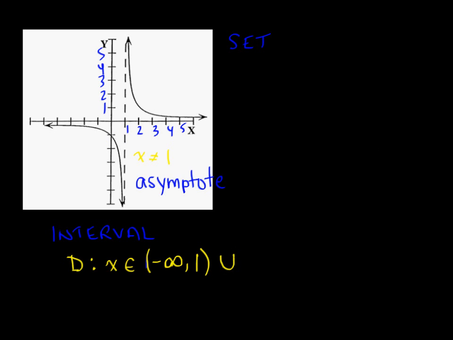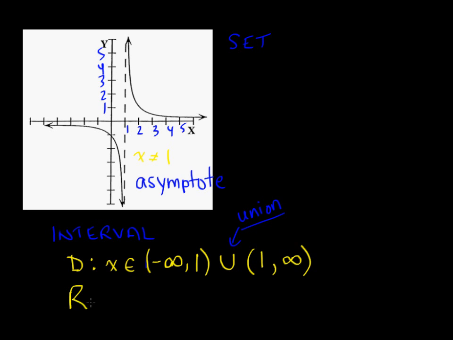Now I'm going to write this symbol. This U represents union. And this is what you're going to use when you want to join two pieces of a graph together for the domain or range. So here we've got two pieces on the graph that are separate. We're going to link it using a union symbol in the domain and range. So after that, we're going to start again after 1, not including 1. So I'm going to use the open bracket up to positive infinity. And again, open bracket there because we always use open bracket for positive infinity.